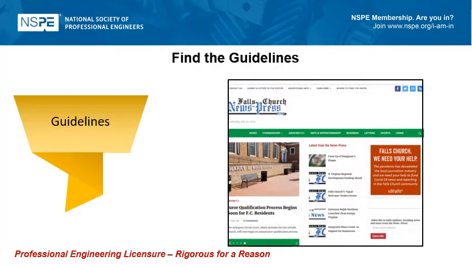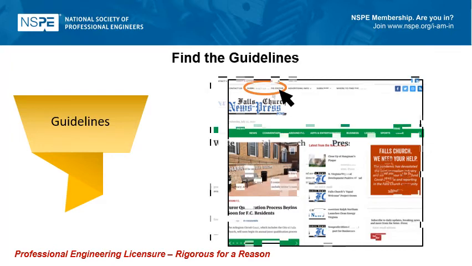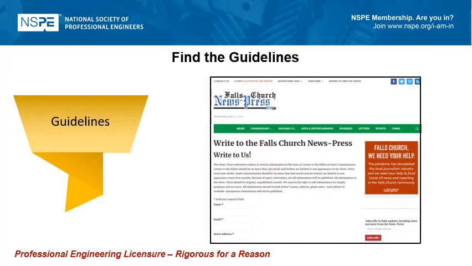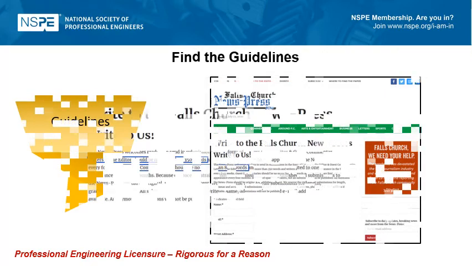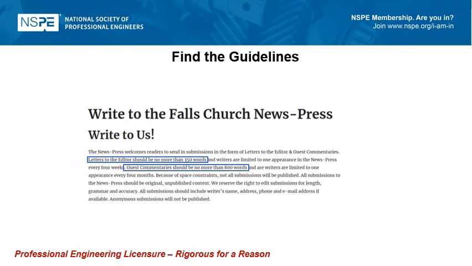Next, go to the paper's website and find the guidelines for submitting a letter or op-ed. The Falls Church News Press website makes this easy because there's a Submit a Letter to the Editor link on the home page. I click on that, and it takes me to a web page with a form and submission guidelines. This tells me everything I need to know, including word count limits for both letters to the editor and guest commentaries.